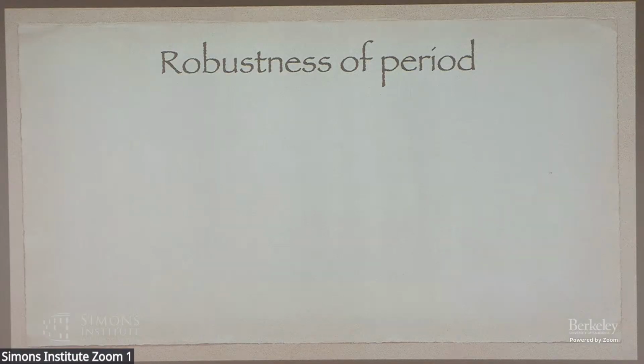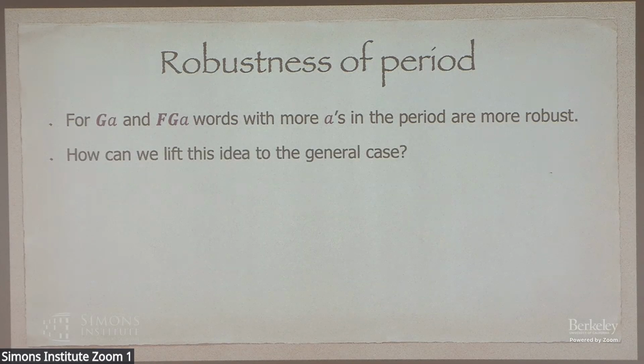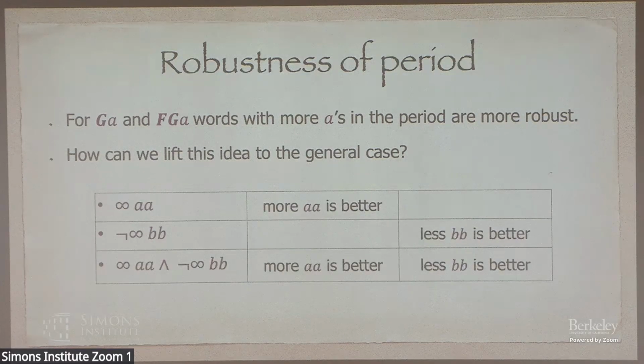So let me try to convey how I define the robustness of a period. In the examples that we looked at, always A and infinitely many A's, it was easy. Words with more A's are more robust. How can I lift this to the general case? Let's look at a few examples. If my language is infinitely many A's, then more A's is better. If it's finitely many BB's, then fewer BB's is better. If it's both, then I prefer words with more AA's and fewer BB's.